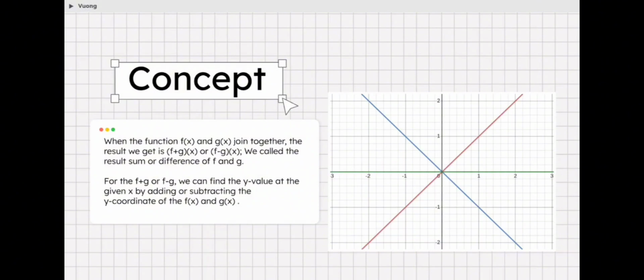For the sum or difference of functions, we can find the y value at a given x by adding or subtracting the y coordinates of f of x and g of x. For example, for the sum function at x equals 3, you find f of x when x equals 3, and g of x when x equals 3. Those two y values, you add them together because it's a sum function. After you add them together, you will get the y coordinate for your sum function.